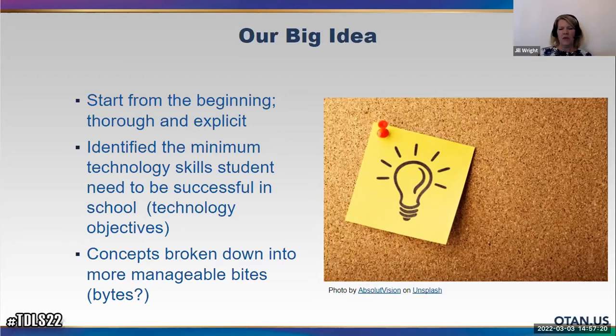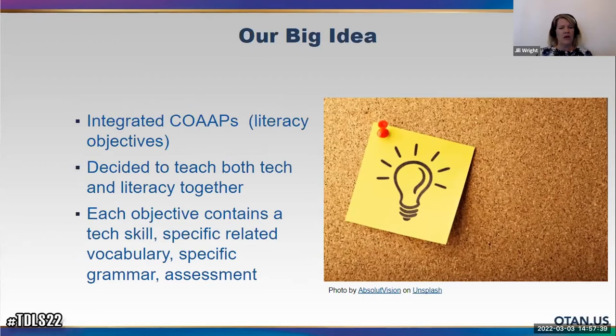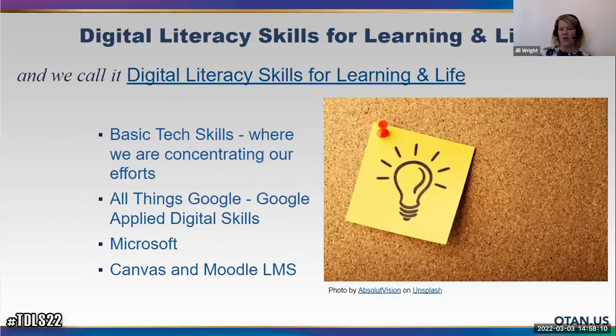We identified the minimum technology skills that students need to be successful in our school, technology objectives. And then we wrote objectives for them. And we broke down the larger concepts into smaller, more manageable bites. We integrated our COAAPs. We pulled out the literacy objectives and stuck them into our curriculum. We decided to teach both tech and literacy together at the same time. And each objective contains a tech skill, a specific related vocabulary, specific grammar, and a mini assessment that goes just with that specific thing. And we call it Digital Literacy Skills for Learning and Life.